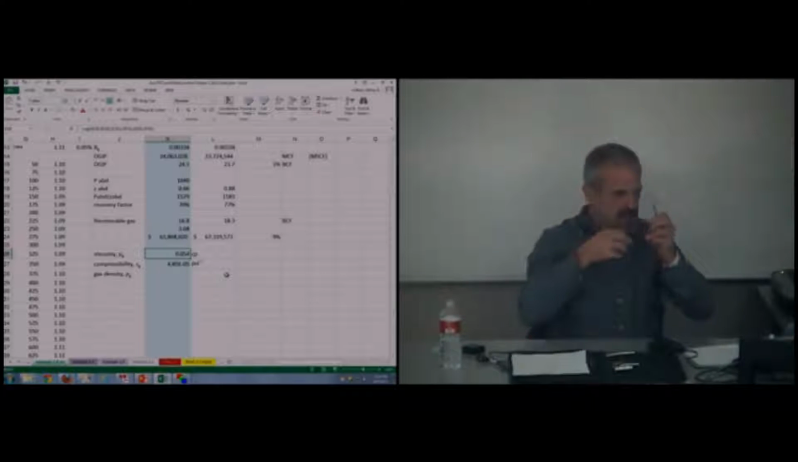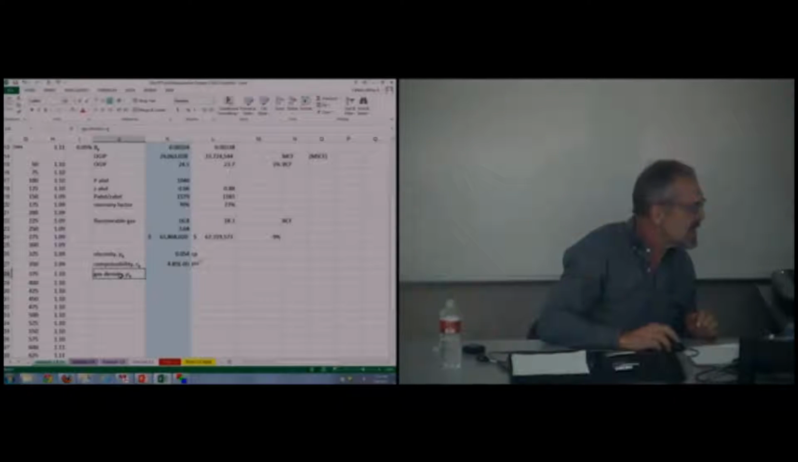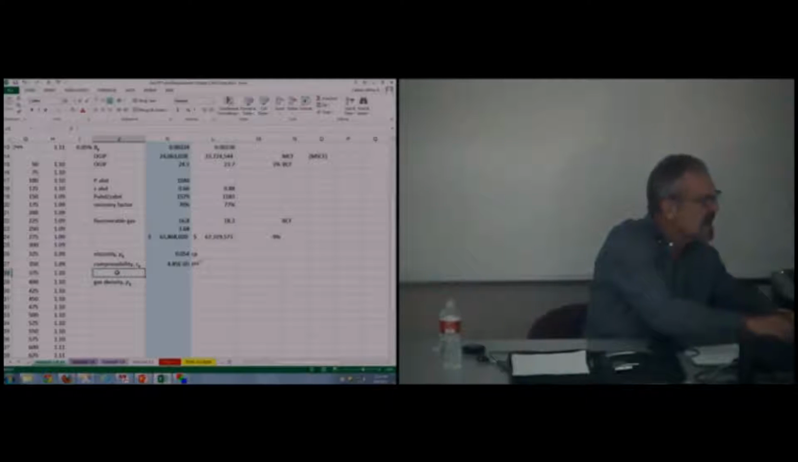But we can do the right one. We can do that for gas pseudo pressure. Okay? PSEUDOPR. I usually put a capital P in here.